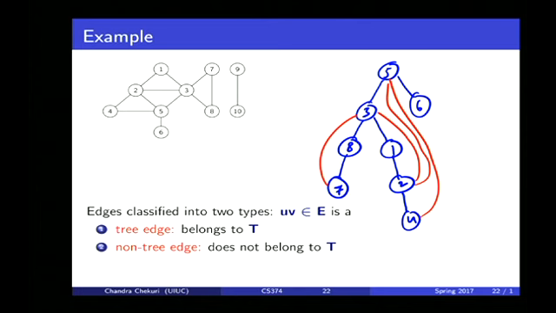This is not going to be true for a BFS tree. You can imagine that it is not true for a BFS tree, because I can actually have a lot of cross edges. BFS explores in a different way. So this is the property of DFS.